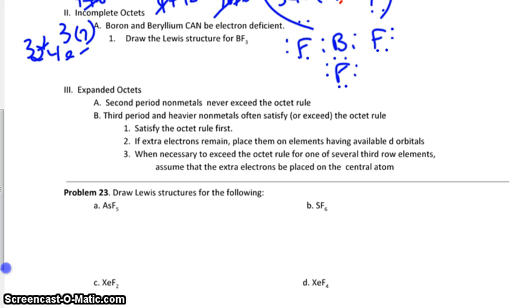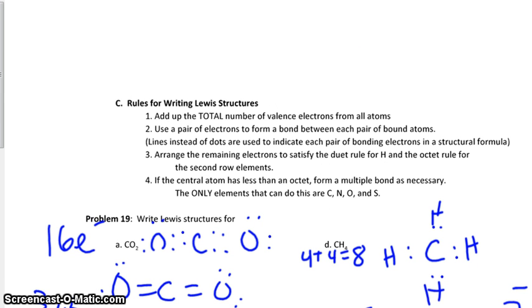Do you remember what we did the last time we started off like that? We swung 2 electrons over and created a double bond. What's wrong with that? Can fluorine form a double bond? That's a great question. Let's go back and look at our notes. It says rules for writing Lewis structures. It says here, if the central atom has less than an octet, then a multiple bond is necessary. The only elements that can do this are carbon, nitrogen, oxygen, and sulfur.